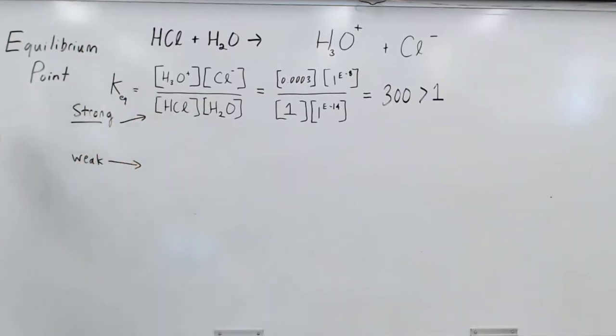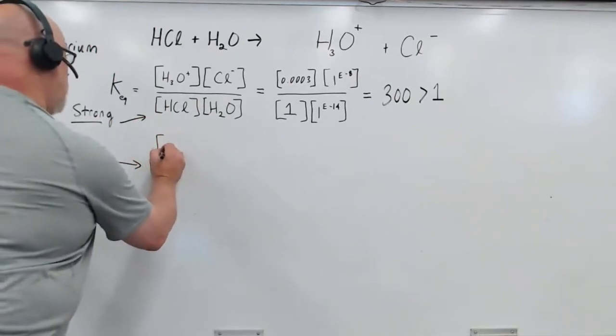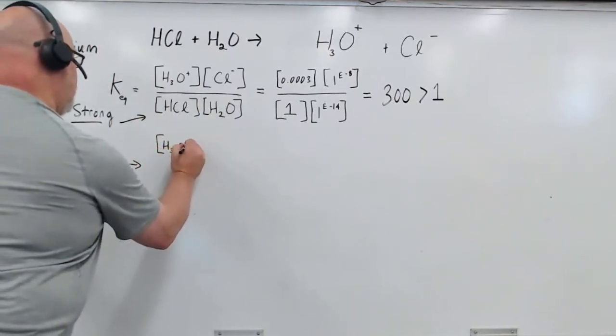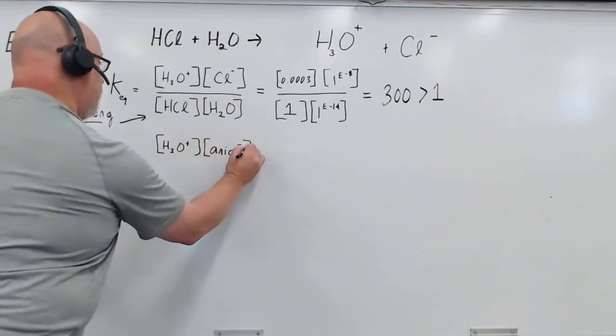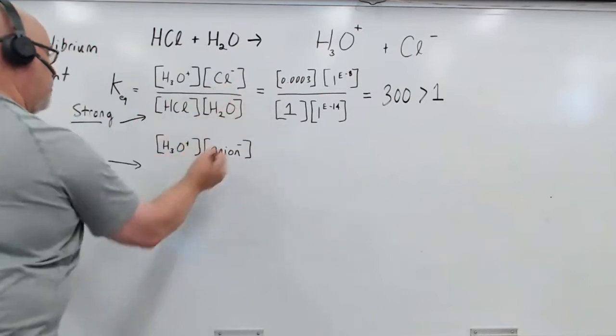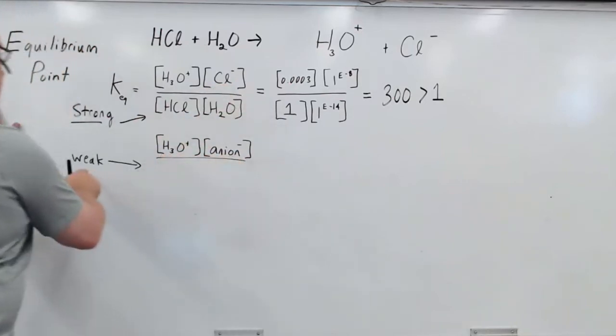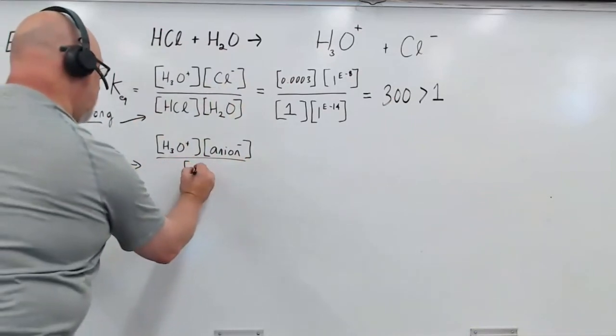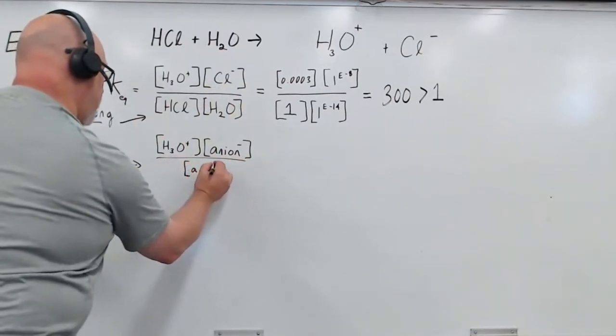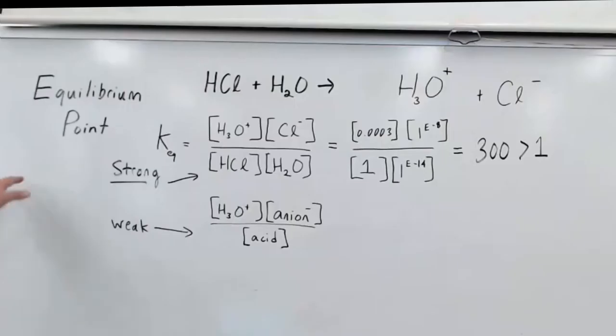We can just treat water as a constant that never changes. And so for a weak acid, it's always going to be the concentration of hydronium times some anion, which is negatively charged. Chlorine was the anion here, but it could be something else. And on the bottom is just the concentration of the acid. That's the general form. Let's now do a specific example, which is based upon an actual equation for a weak acid.